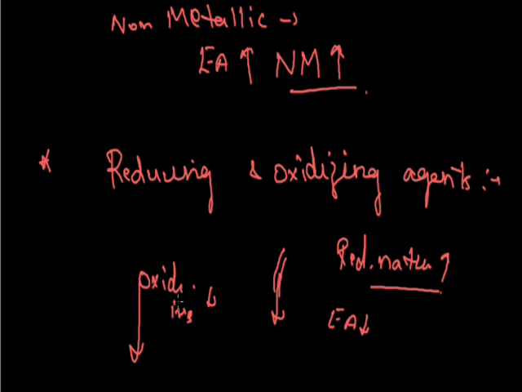For oxidizing agents, we can say that on going top to bottom, the oxidizing nature decreases, meaning the tendency to accept the electron decreases and the tendency to lose the electron increases. Thus, all these properties are interrelated.